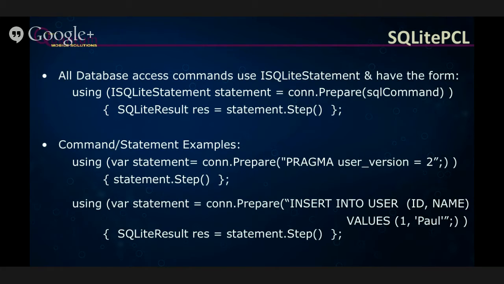So it's simple, you just put your standard SQL statements in there, and it's going to execute them. So say you wanted to update the version number of your database, you say pragma user version equals 2, and that's all there is to it. If you wanted to insert some data, you just use the insert SQL command, standard SQL, prepare the command, and then run the step. And that mirrors exactly how the C++ interface works.